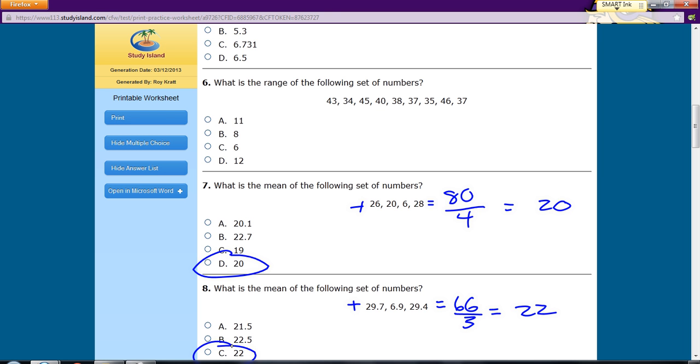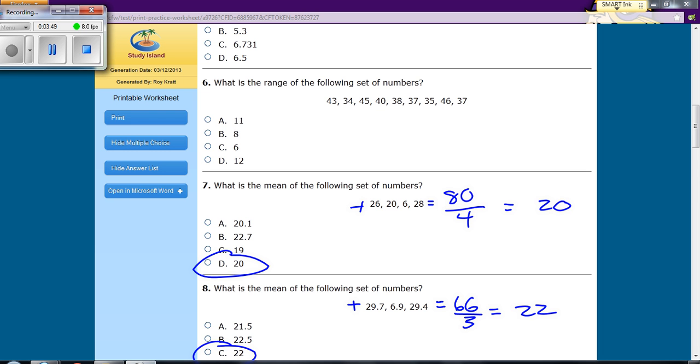Okay, so that's in a nutshell how we find the mean of our data. Add them all up, divide by how many there are.